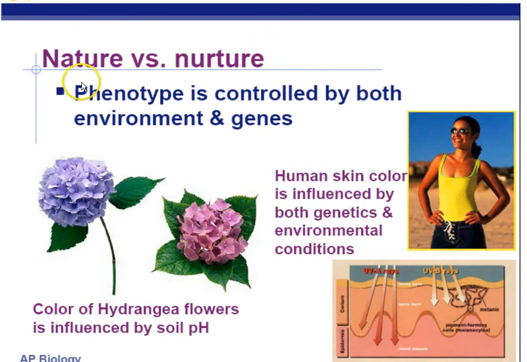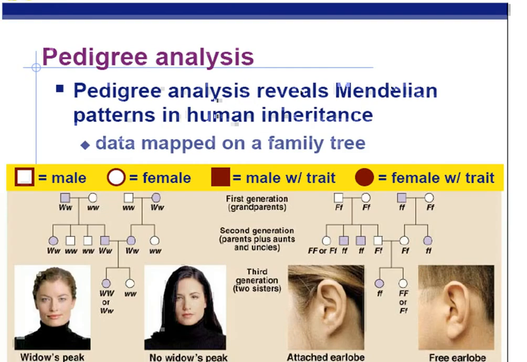Nature and nurture: nature is genetics, nurture is the environment. Is it genetics, is it environment? Well, it's usually both. In human skin color, you can make it darker by tanning, but you're also born with your skin color based on those polygenic genes that control it. Then we have the color of hydrangeas. In normal soil they're blue. In acidic soil they're going to turn purplish. So they're affected by the soil pH in addition to the genetics that they got from their parents.